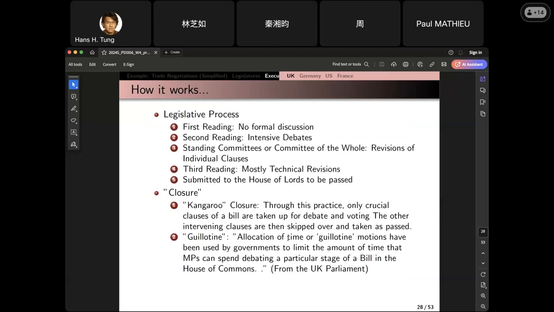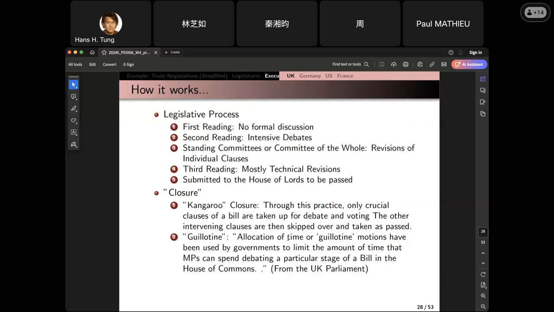Once they finish these steps, then of course you get to the third reading, which is the final step. Once the bill arrives at the third reading, revisions can still happen, but most of them will be just technical. You cannot have substantial revisions. Those have to happen before this. And after the reading, because this is bicameral in the UK, the bill has to be submitted to the House of Lords to be passed.